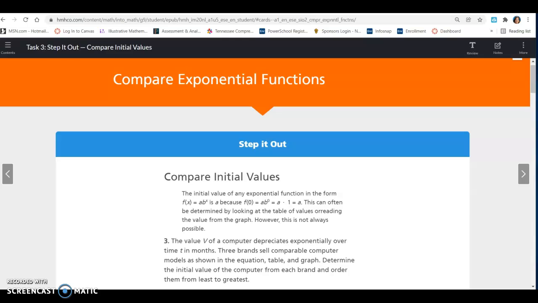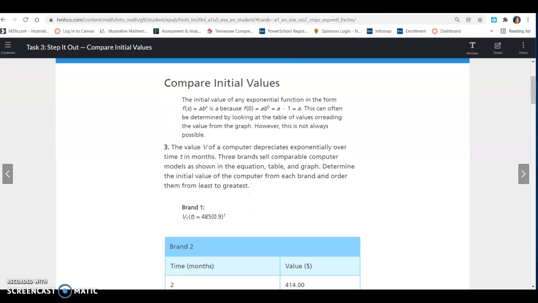Lesson 12.2, Task 3. So we're still comparing exponential functions. Now it says compare initial values. The initial value of an exponential function in the form f of x equals ab to the x is a, because f of 0 equals a times b to the 0 equals a times 1, which equals a. Remember, anything to the 0 power is 1. This can often be determined by looking at the table of values or reading the value from the graph. However, this is not always possible.